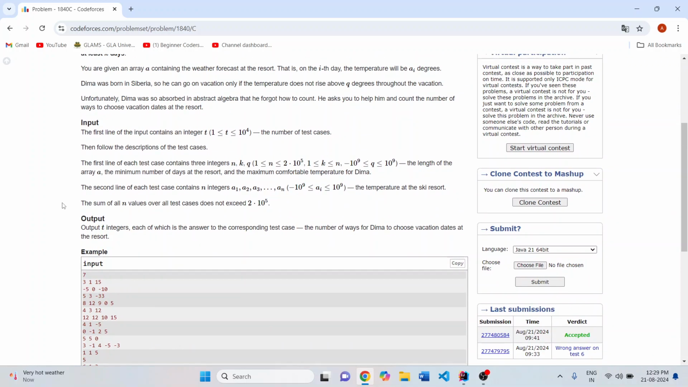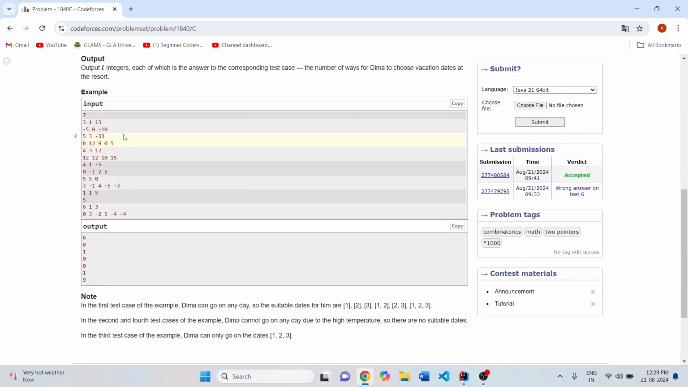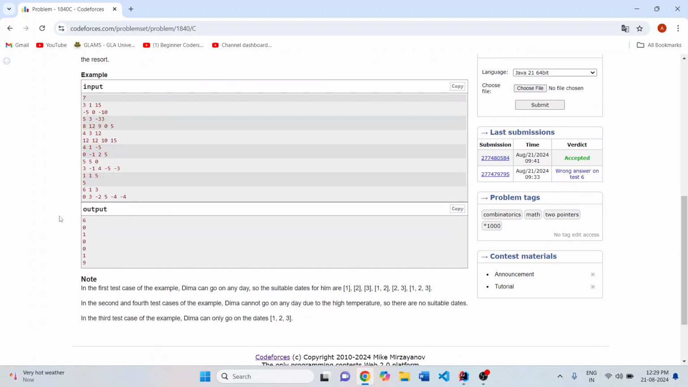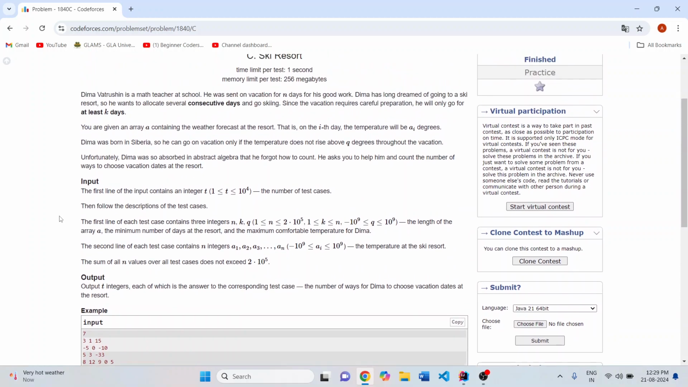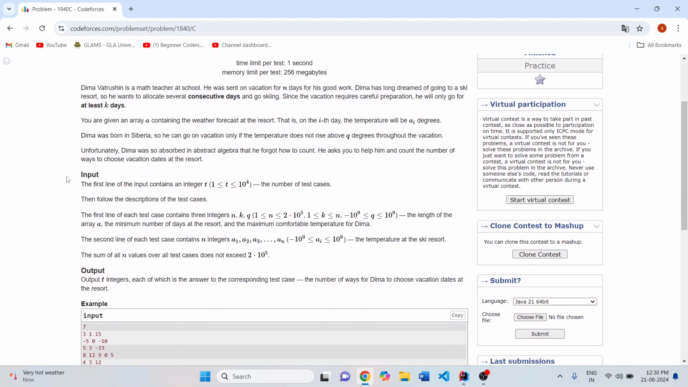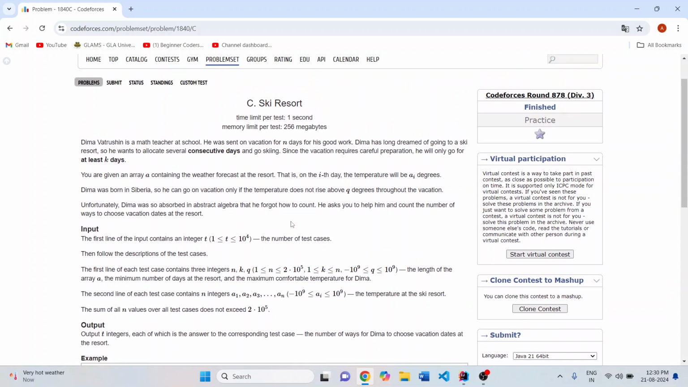The other thing is that this is sort of a subarray. Consecutive days means subarray, and the number of ways we have to find. So in a subarray, when we have to find the number of ways, we usually use the sliding window concept, and in that we add the size of that subarray or the sliding window to get the number of ways. So that is the approach we will use.